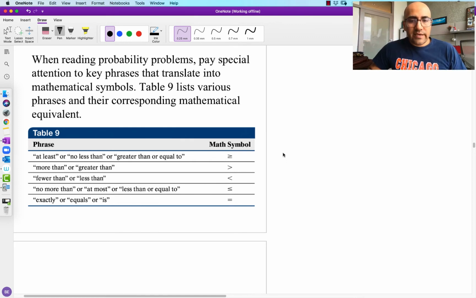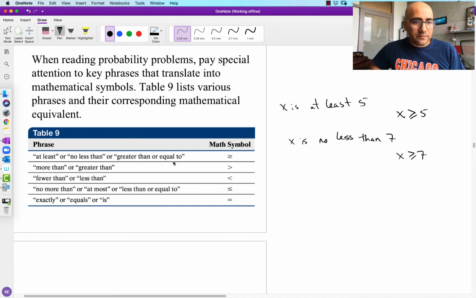So for example, if we say x is at least 5, this means that x is greater than or equal to 5. Right? We include the 5 or bigger. Good. Up until, for binomial, up until the value of n, right? N is the most that x could possibly be. Same thing for no less than. X is no less than 7. Well, this means that x is greater than or equal to 7. Good. Same thing with greater than or equal to.